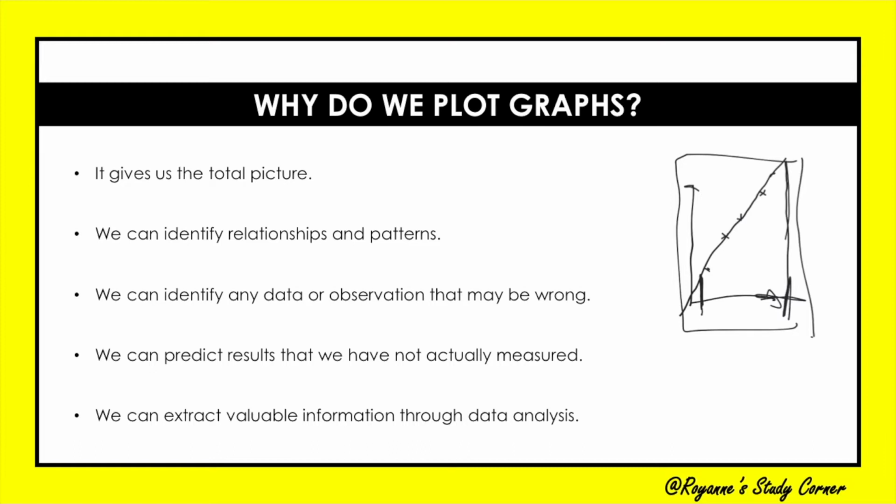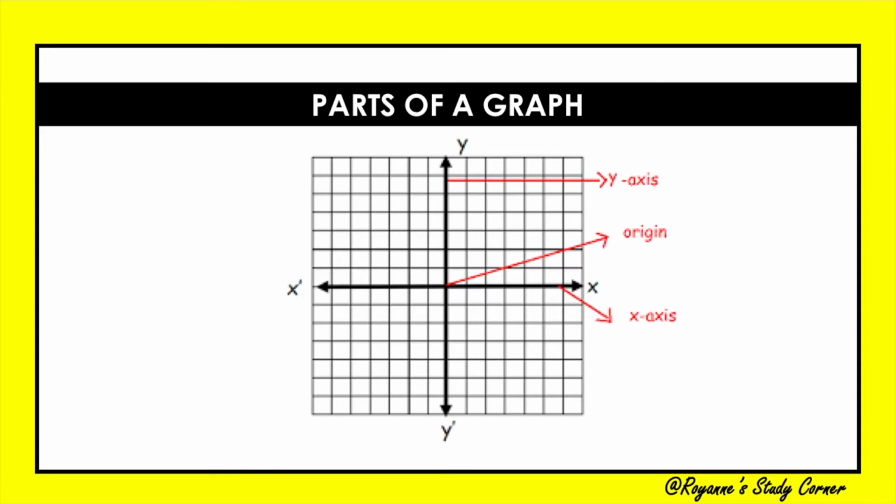So we know what it is, we know why we use it. Let's look at some of its components. Now a graph can be thought of as two number lines that are intersecting each other. If you look at it, it's kind of like a junction of number lines where x is one number line and y is one number line, and they're meeting in the middle. So your x-axis is your horizontal axis and your y-axis is your vertical axis. The origin is where they meet in the middle.